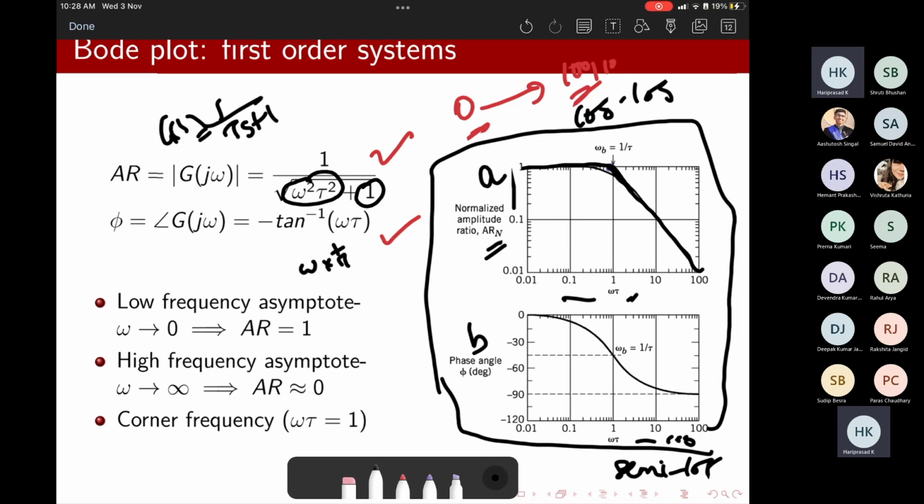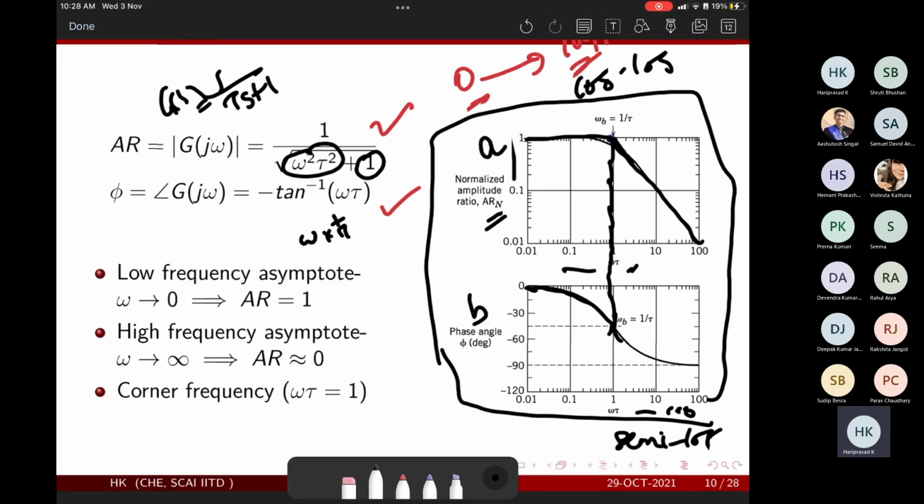The same applies for the phase angle too. Phase angle might stay constant for a long time. Then there would be a change. This change would mostly happen corresponding to the corner point. So the frequency corresponding to that corner point of the amplitude ratio is known as the corner frequency. So corner frequency would happen when omega tau is equal to 1, which essentially means that omega is equal to 1 by tau. So this is the value of the frequency at the corner point.